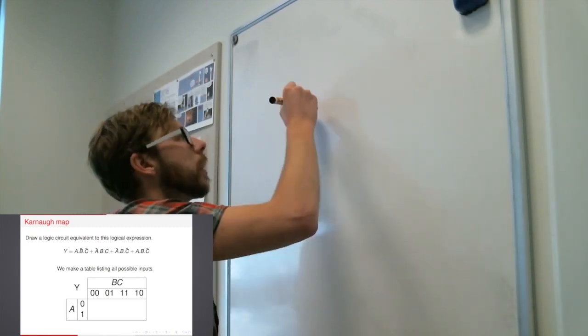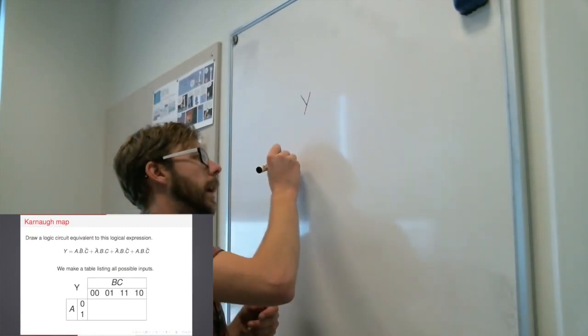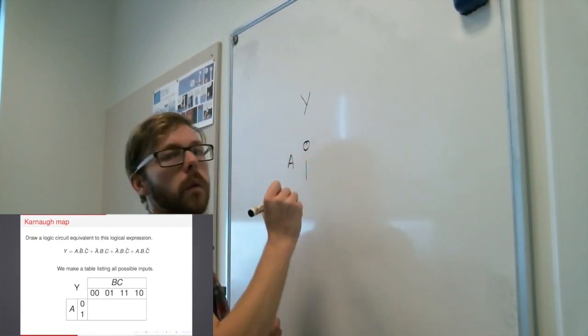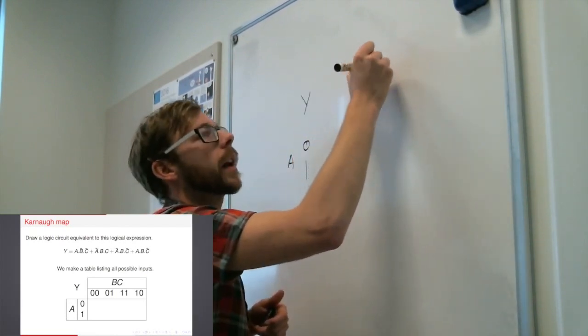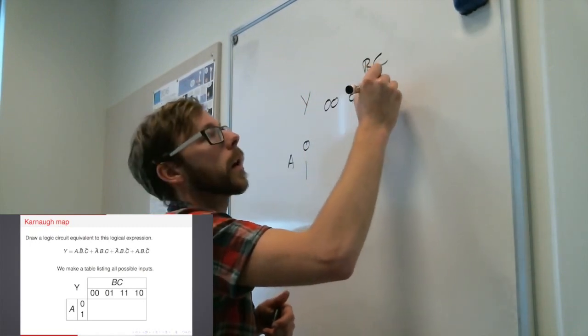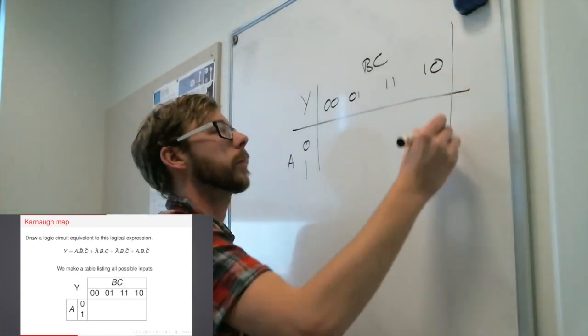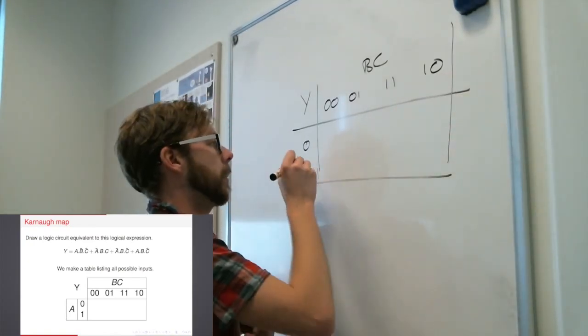So here I've got my Y, which is my output, and I've got my A's down here with a 0 and a 1, and my BC's up here with a 0 0, 0 1, 1 1, and 1 0, like this. So let me explain what this map is actually showing you.